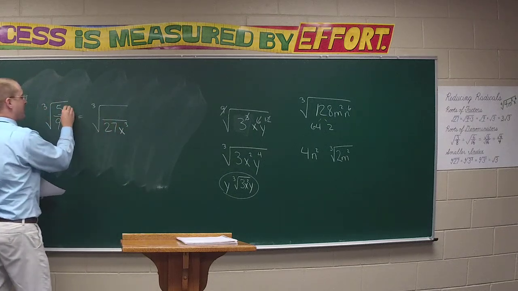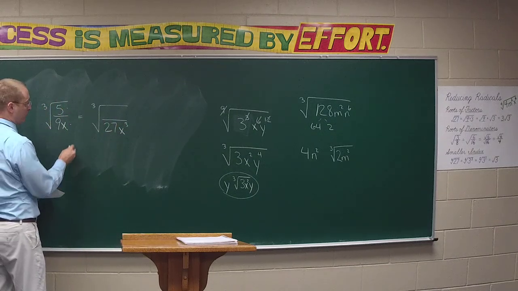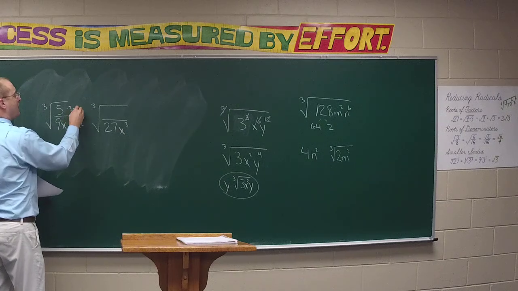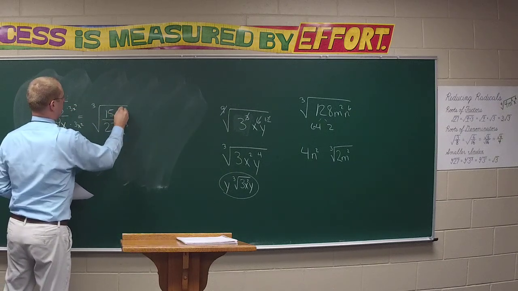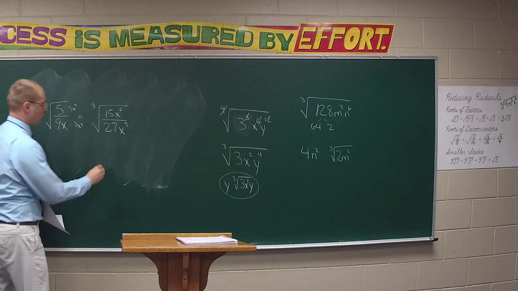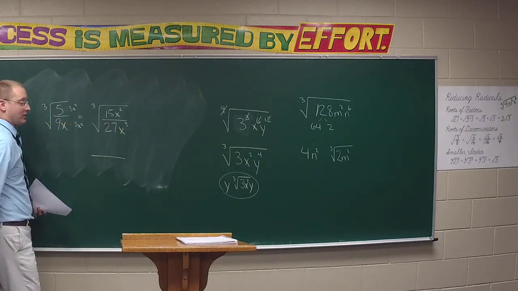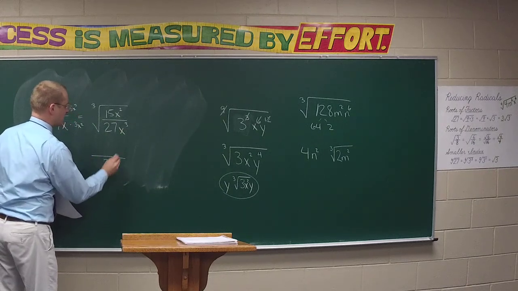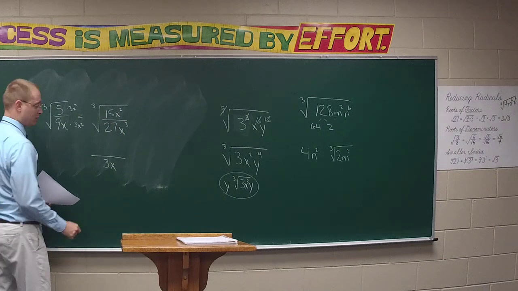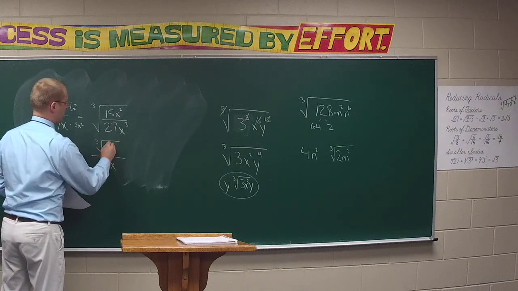The way to make that happen is to multiply top and bottom by 3x squared, so that my numerator becomes 15x squared. Now I can take the cube root of the denominator, and that is the cube root of 27x cubed. And in the numerator, what do I do? Just leave the cube root of 15x squared.